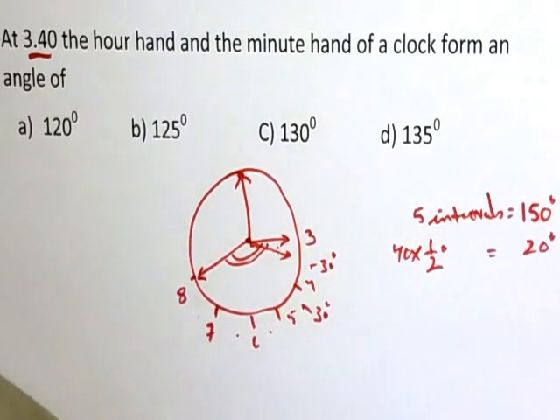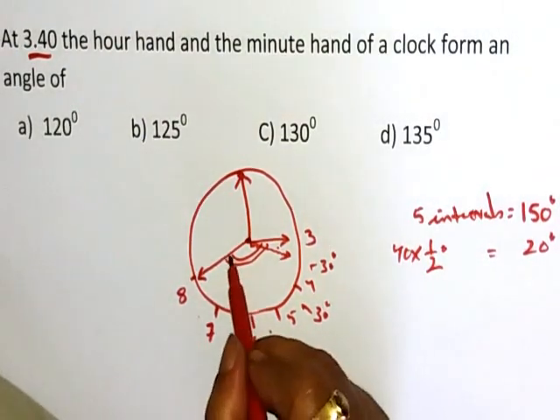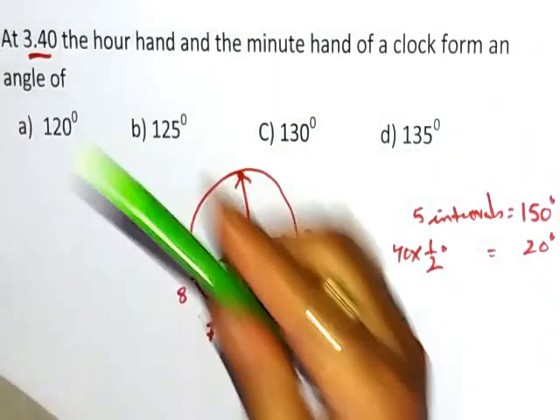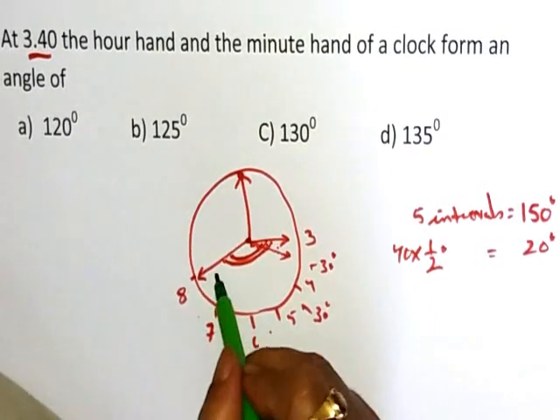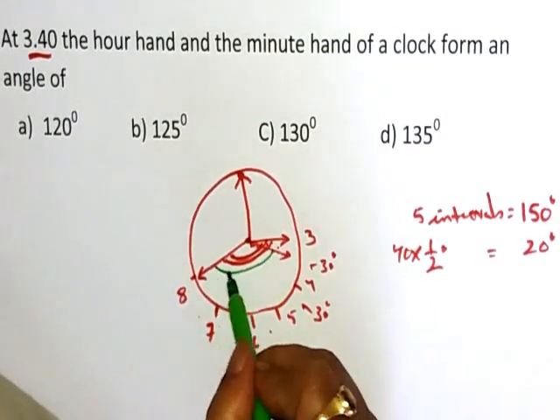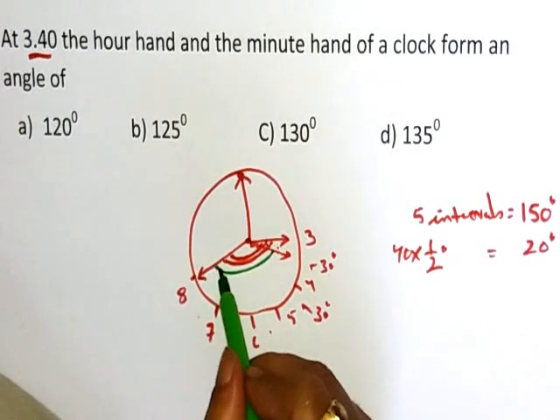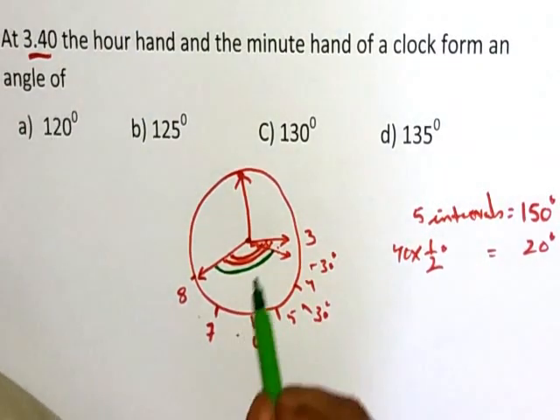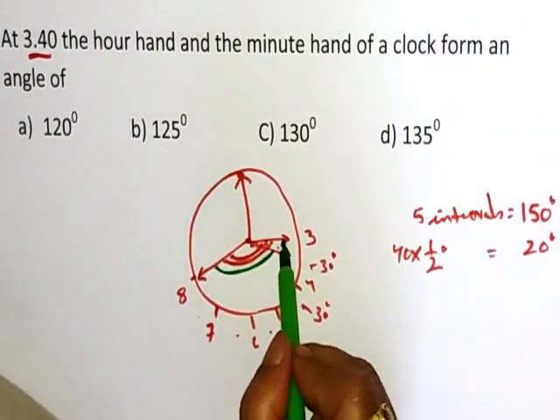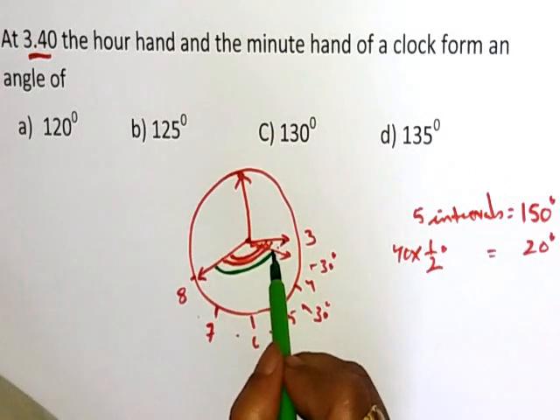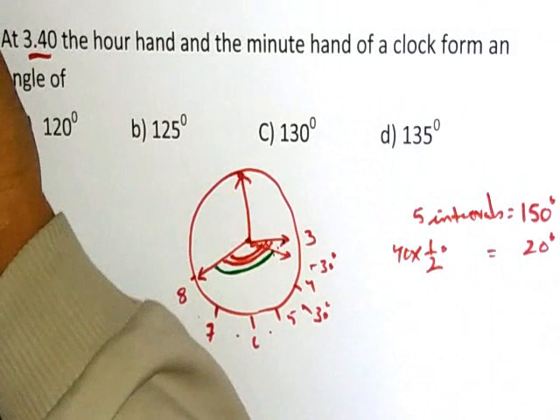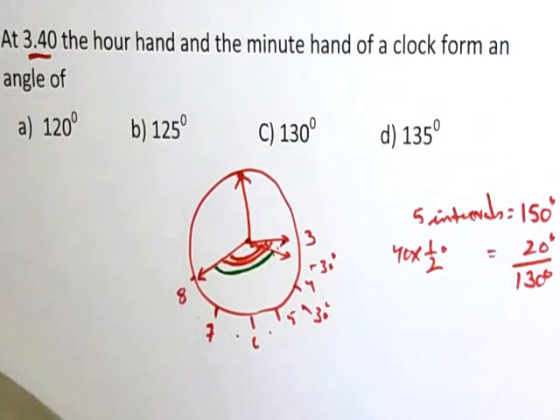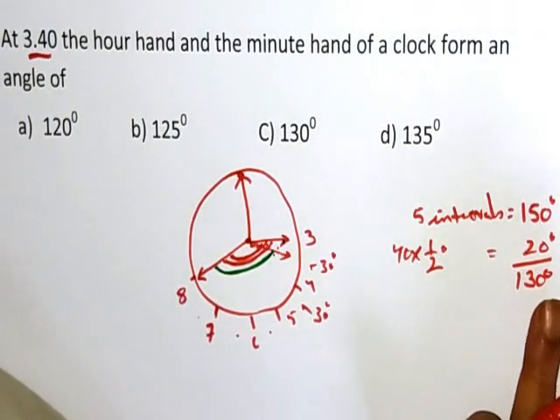Now just see this. First the angle was this one, the angle was more, but when your minute hand advances, this angle is reduced. This green colored angle, we will have to find this angle, because at 3:40 this hour needle will never remain here, it will proceed slightly forward, that is 20 degrees. So the result will be 130 degrees.